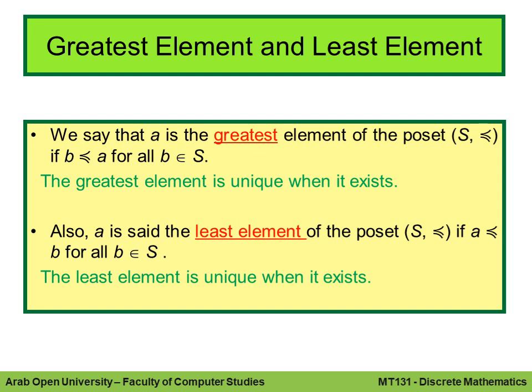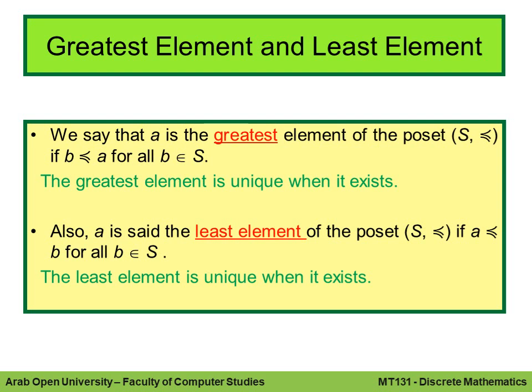We have more definitions. We say that A is the greatest element of a poset if B is less than A for all B in S. A has to be larger than any elements in S. Now notice this is different than maximal. That means A must be related to all these elements in S and it must be larger. Greatest elements, if they exist, are unique. There will be only one element that is the greatest.